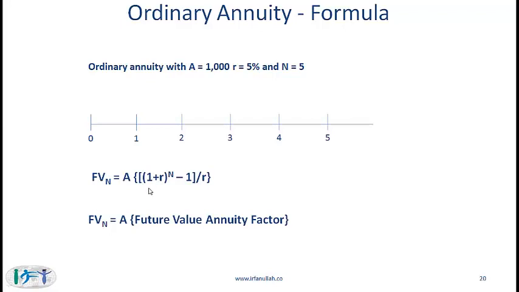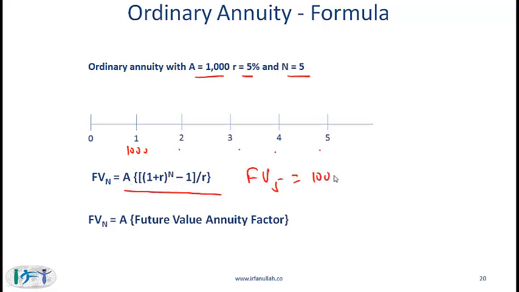But here I'm just introducing the fact that there is a formula, and at times you can get something called a future value annuity factor. So let's understand what this means. We have the same annuity. Each payment is 1000, interest rate is 5%, number of periods n is 5. So same scenario. The future value at the end of year 5 can be expressed using this formula.